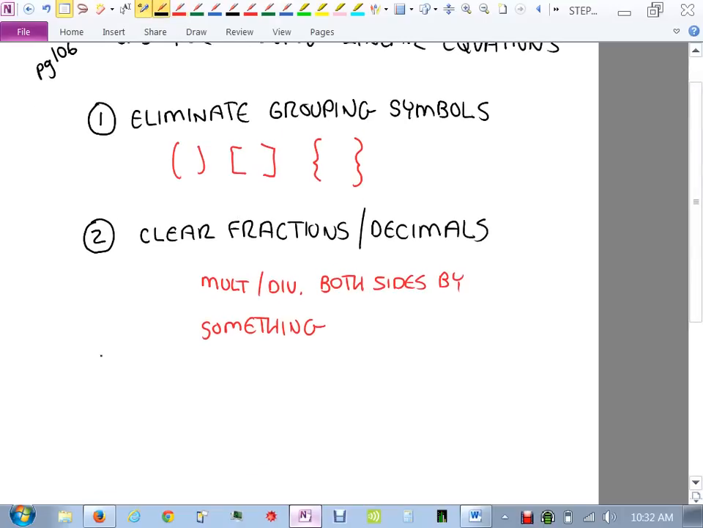Third step, we are going to gather variables. I'm going to say gather terms. The book says variables, but I'm going to say gather terms. In other words, collect like terms. You're going to put all your numbers together. You're going to put all your variables together.